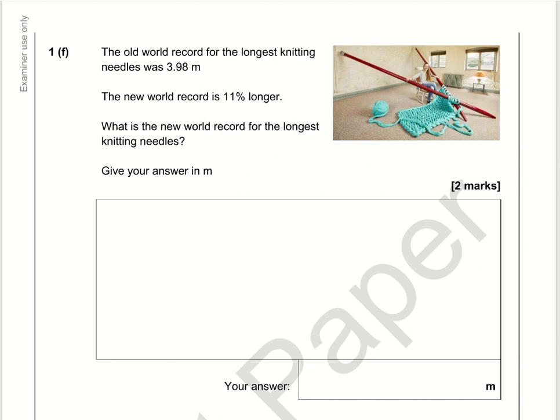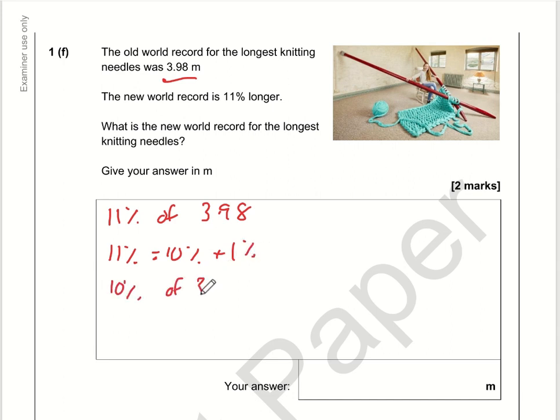Okay, so question F. We know the world record was 3.98 metres, but the new record is 11% longer. So first of all, we need to work out 11% of 3.98. This would be much easier with a calculator, but this is the non-calculator section. Now 11%, that is 10% plus 1%. So what is 10% of 3.98? Well, that is going to be 3.98 divided by 10, so move the decimal point one position to the left, so it's going to be 0.398.